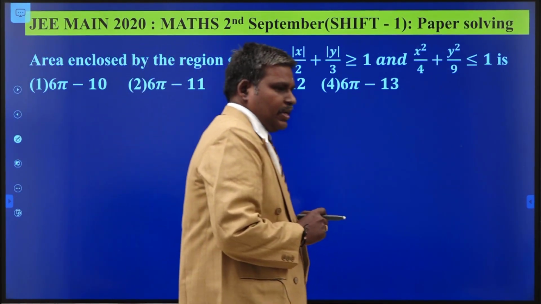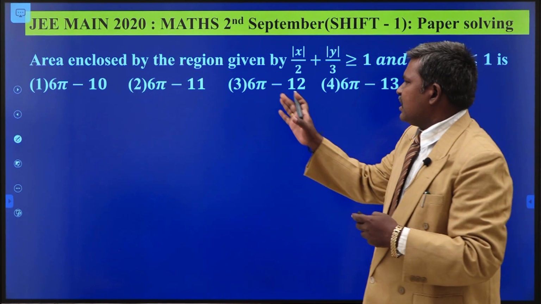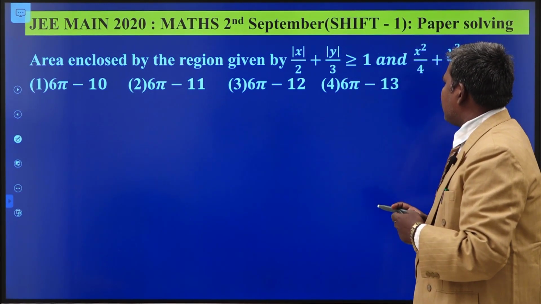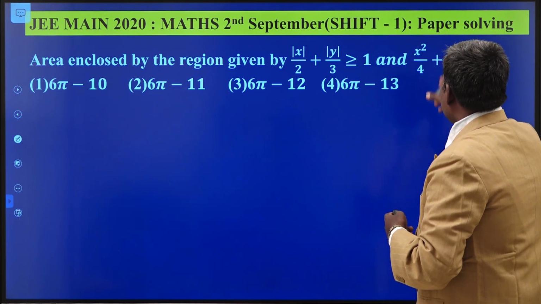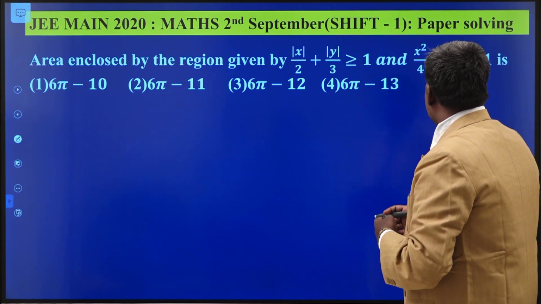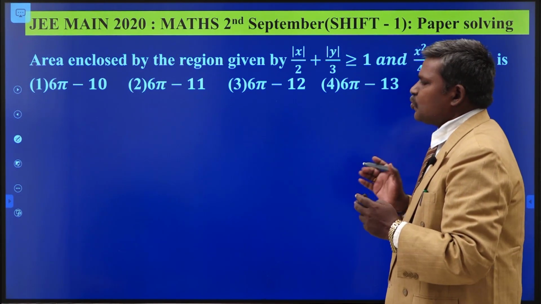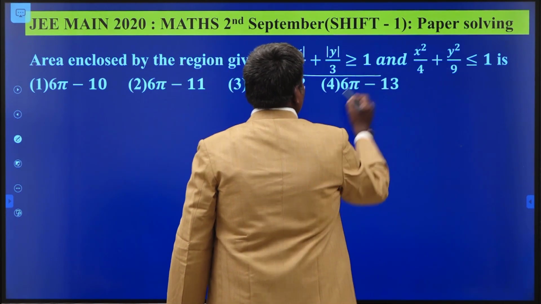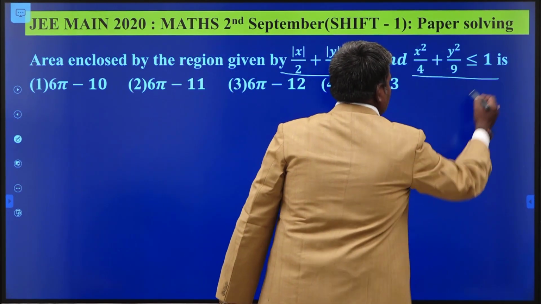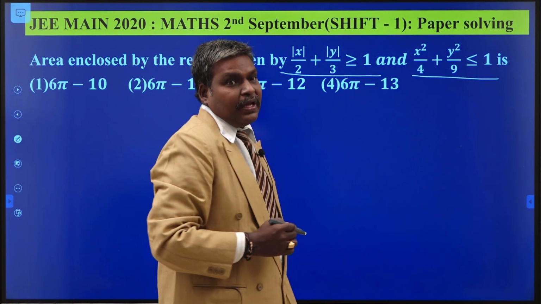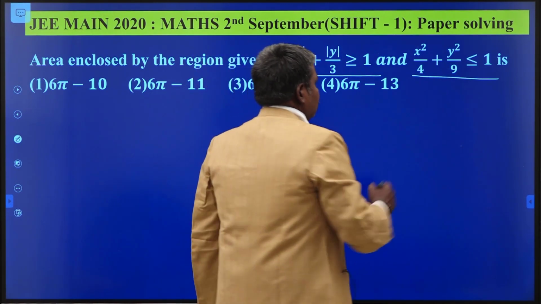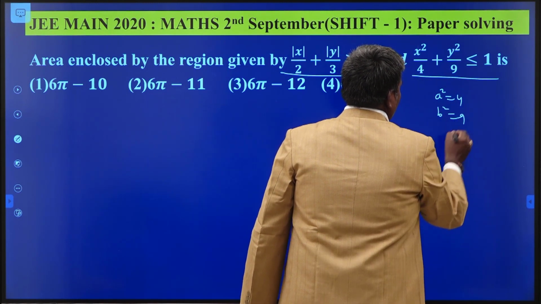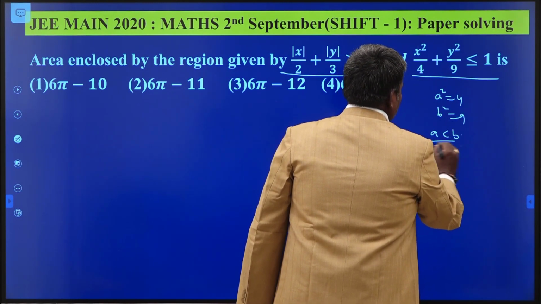This is also a very simple question. Find the area enclosed by the region given by |x|/2 + |y|/3 ≥ 1 and x²/4 + y²/9 ≤ 1. So I have to find the area enclosed by these two curves. This is one curve, this is the second curve. It represents an ellipse with a less than b: a² = 4, b² = 9.